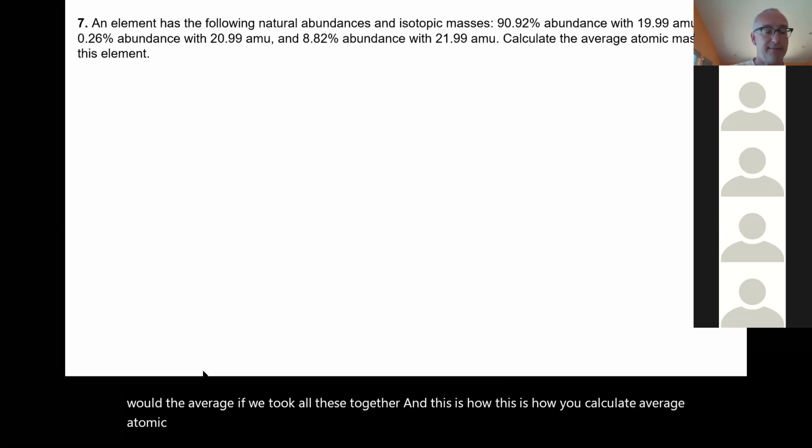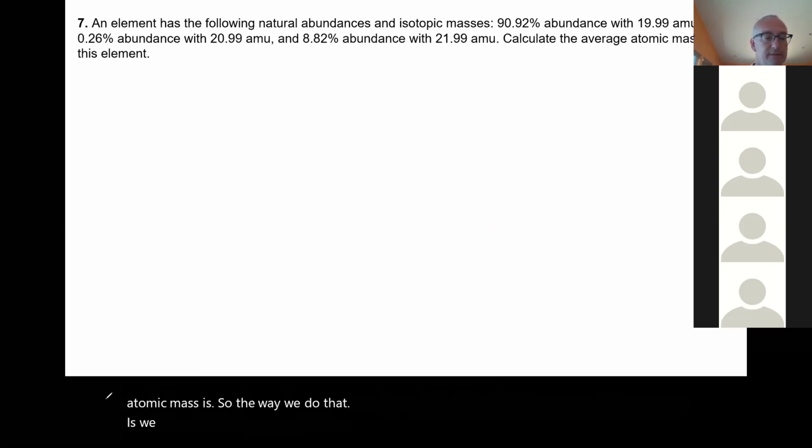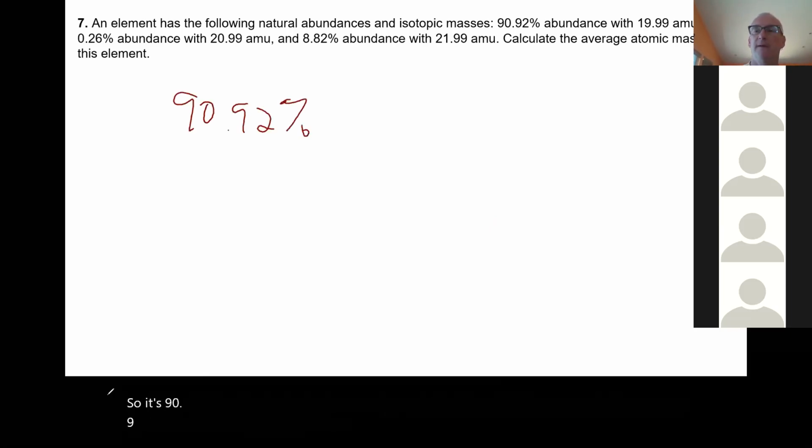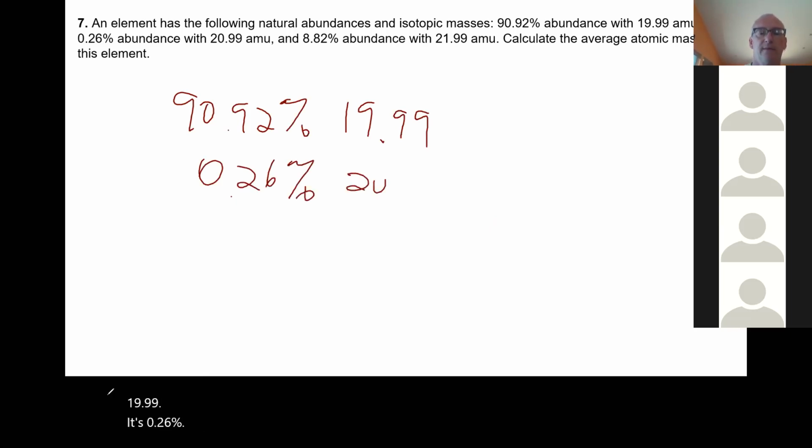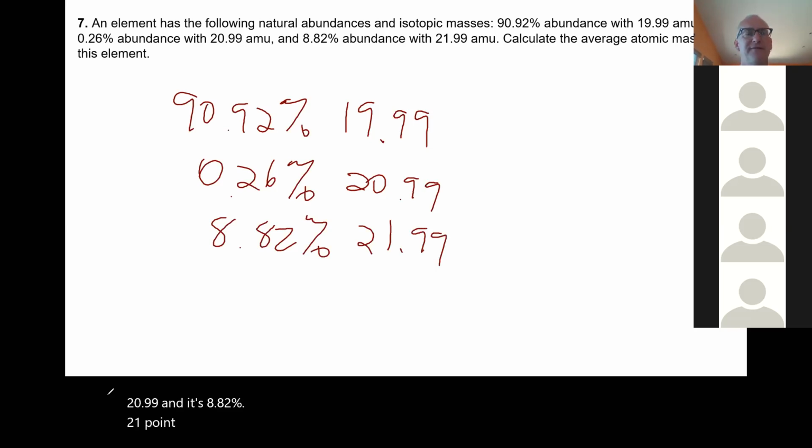The way we do that is we take the abundances. So it's 90.92%, 19.99. It's 0.26%, 20.99, and it's 8.82%, 21.99. Now, what's the difference between each of these?